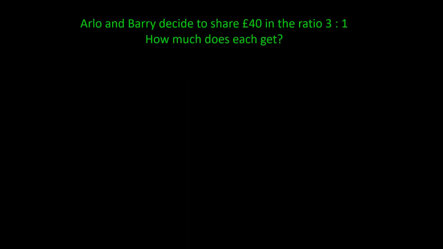And this is the most common question on exams. So let's have a look at our little story. We've got 2 people, Arlo and Barry, and they're sharing £40 in the ratio 3 to 1. How much does each get? Well, let's have a look how we do it. We write down the ratio. We're not actually splitting the £40 50-50. We're splitting it in that ratio, 3 to 1.